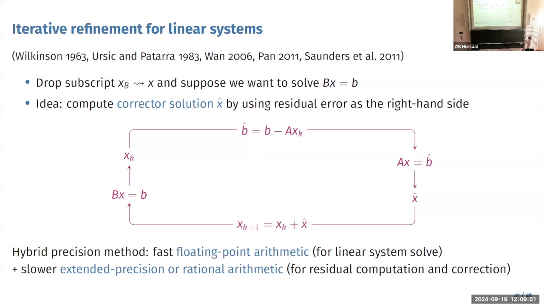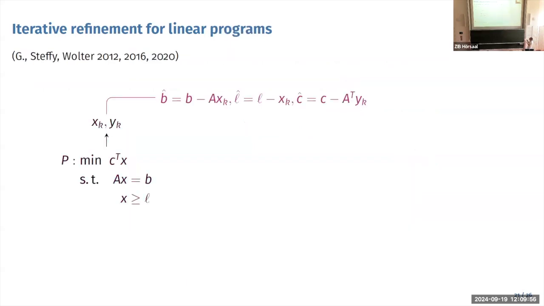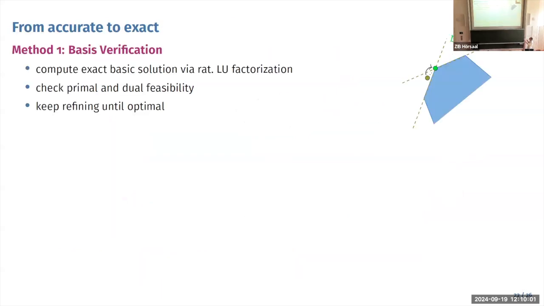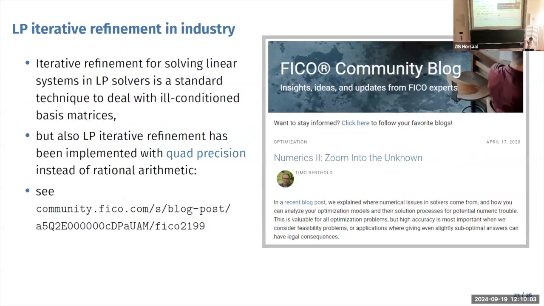So, two things. This you can extend to linear programs in the same way and solve basically linear programs exactly. And the nice thing is that this development that we've had in the SoPlex project, in the open source solver SoPlex, has also made it to industry, to the FICO solver. They've not implemented it with rational arithmetic, but with quad precision in the refinement stage. For that, you can read more in Timo's blog post here.